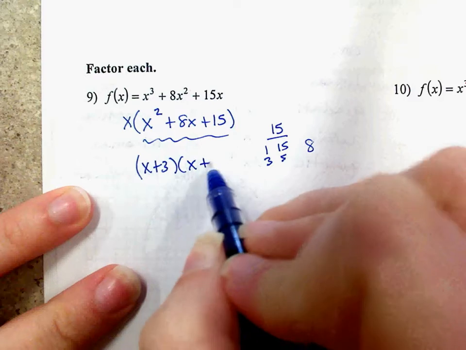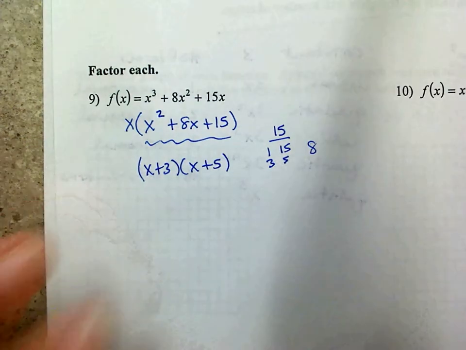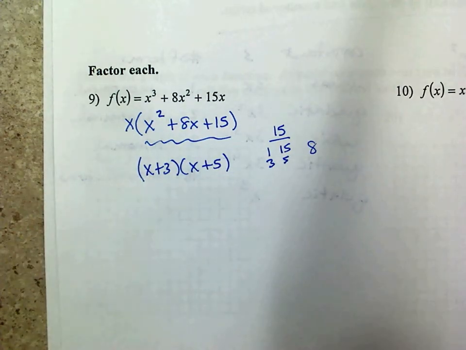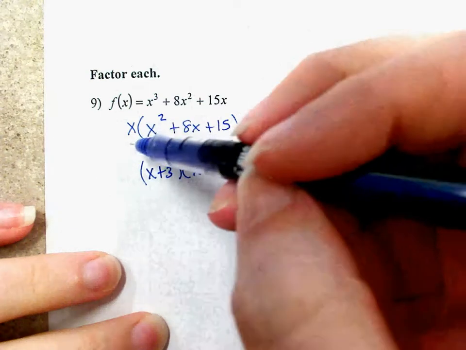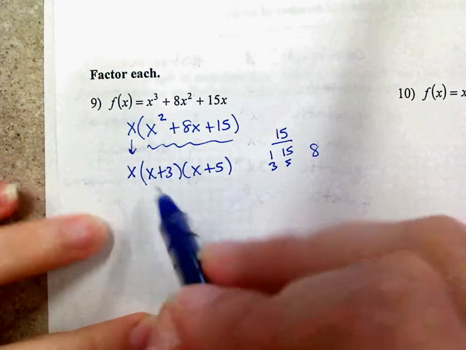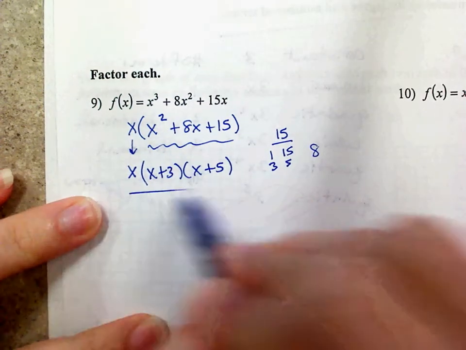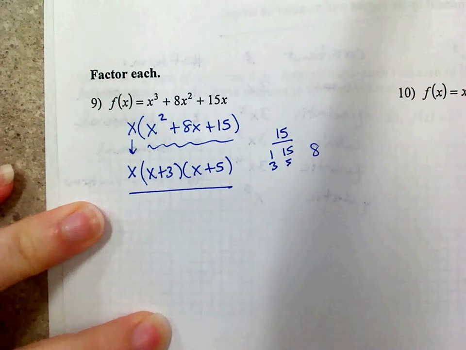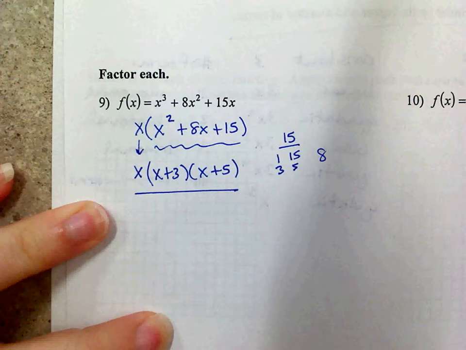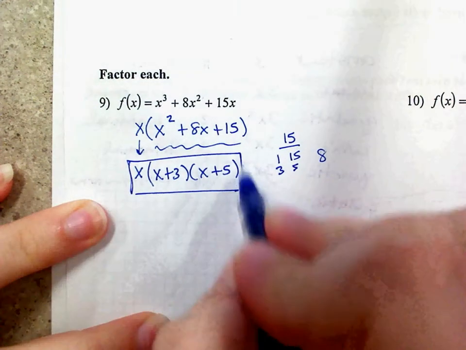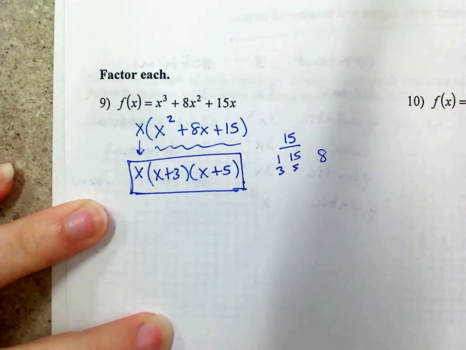Okay, they're both positive. If you wrote that down, would you get full credit? Almost. That's factored. Did I ask you to solve? No. I didn't ask you to solve. I just said factor, so we're done, yeah? Okay. We good?